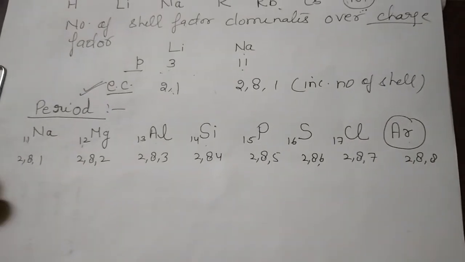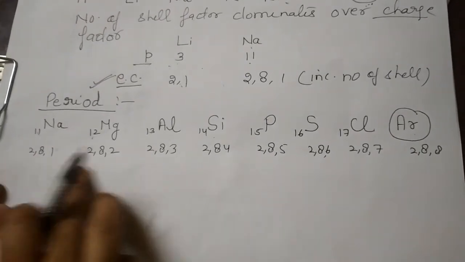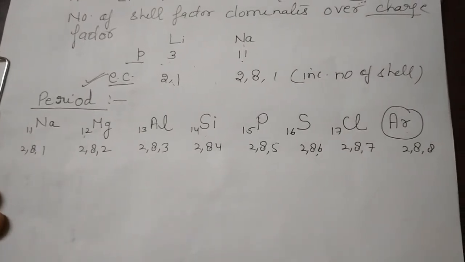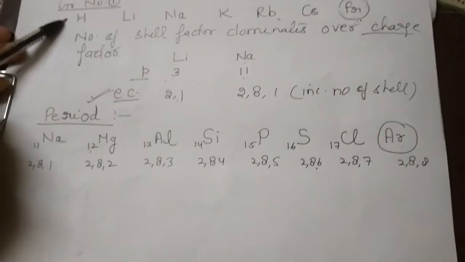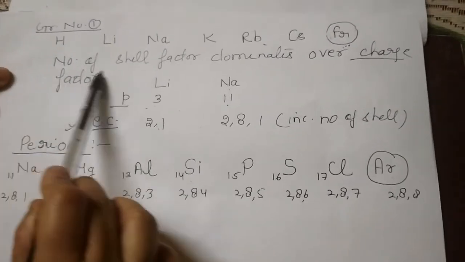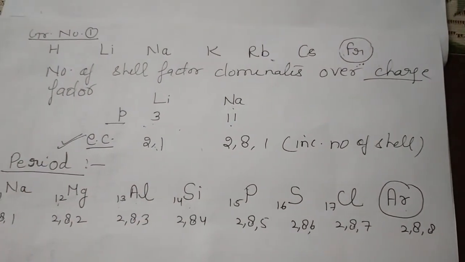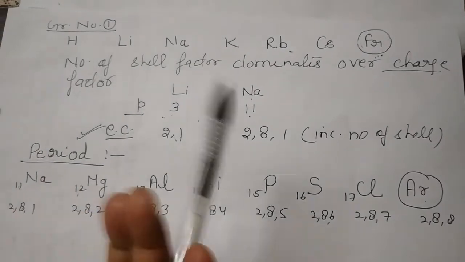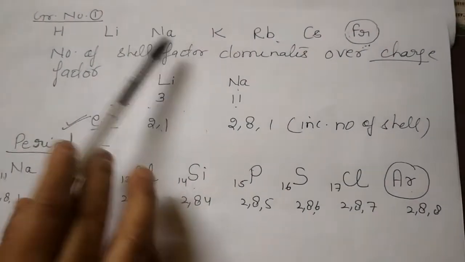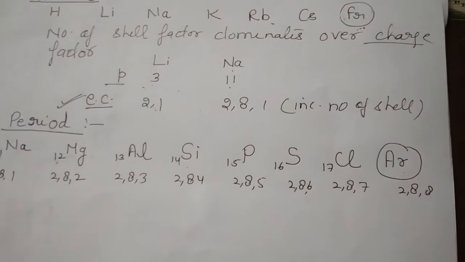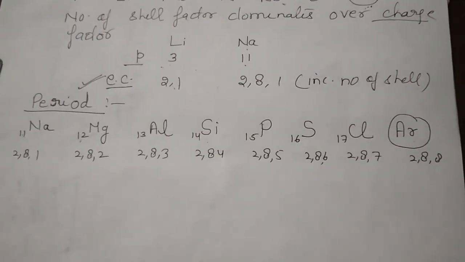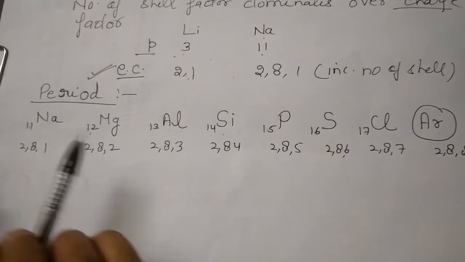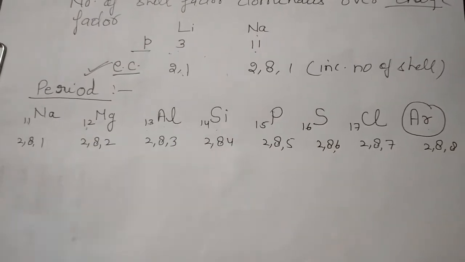One question sometimes comes to mind: why is size not constant, because the shell number is the same? As I told you, in the group we had considered the major factor as the number of shells. The number of shells increased every time, so we attributed the size factor to the number of shells. Now, in this period, since the number of shells is the same, that is not increased. Only the number of protons is increased.